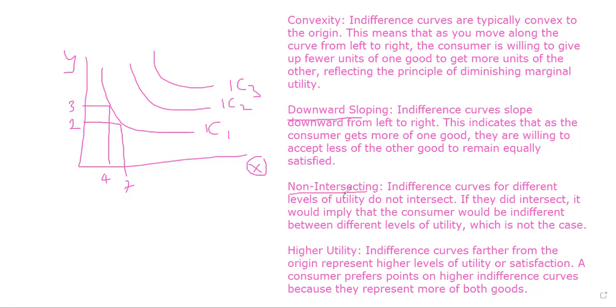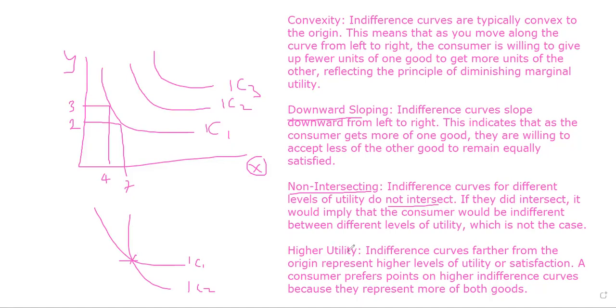They are non-intersecting, meaning they don't crisscross. You cannot have a situation like this where you have one indifference curve and the other indifference curve meeting at a certain point. So these indifference curves do not intersect. If they did, it would mean that a consumer would, at this point, have one level of satisfaction, and also at another point here, which obliterates the whole key theory of indifference curves. So this does not exist.